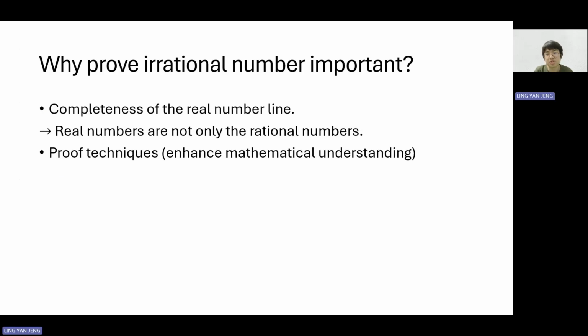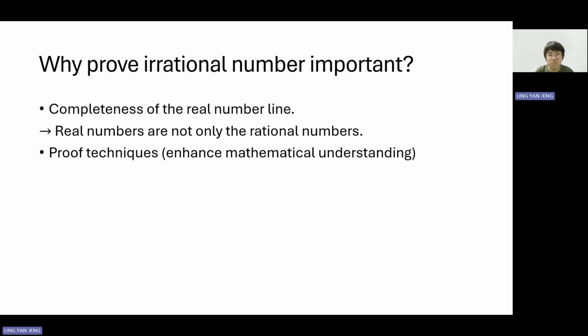So after my explanation, you might wonder why proving a number is irrational is so important. Well, it's because it completes the real number line. We know that the real numbers do not only contain rational numbers. Since square root of 2 appears, it's the first time that we encounter a number that's not rational. So we can only put the square root of 2 in the irrational number category. So the real number system is complete.